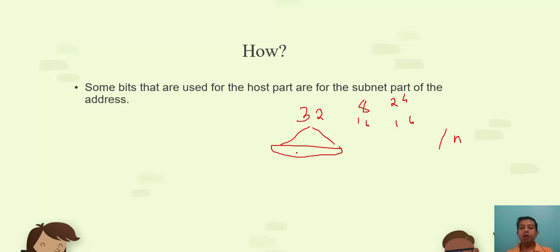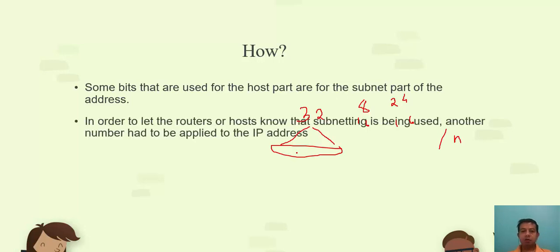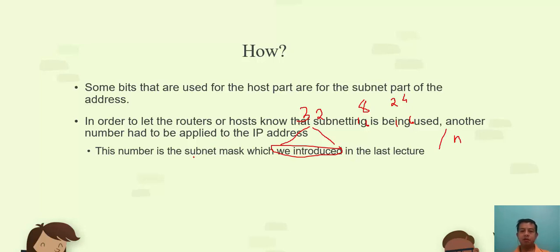Now where will this subnet ID be in the IP address? The first thing is, when I create subnets, the intermediate routers or the hosts have to know that we are creating subnets. Originally, there is an IP address, and from the IP address we create different hosts. But when we create subnets, how do we let the routers or the hosts know that we have created subnets? To let the routers and hosts know that we are using subnets, we use another number which we already introduced in the last lecture. This particular number is known as the subnet mask. So when we use a subnet mask, the intermediate routers and the hosts know that we are creating subnets in our original network.